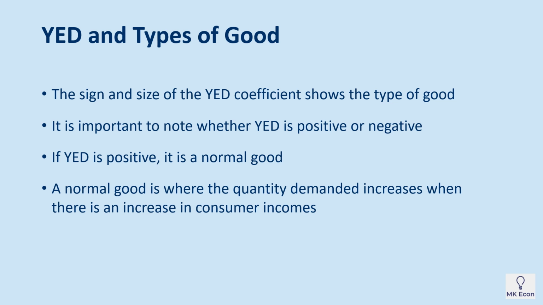So if you have a positive number, we would describe that good as a normal good. It does what you'd expect. So now the word normal has become a technical economic term, so watch out for that. A normal good is where the quantity demanded increases when there is an increase in consumer incomes.